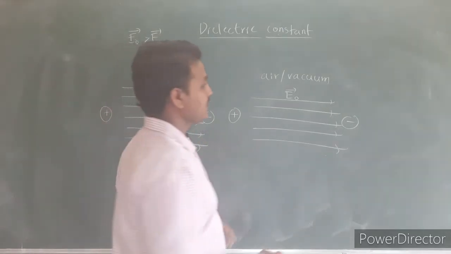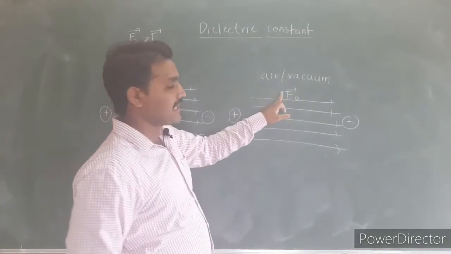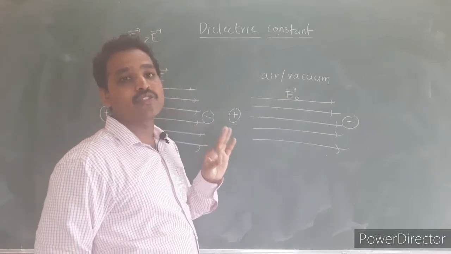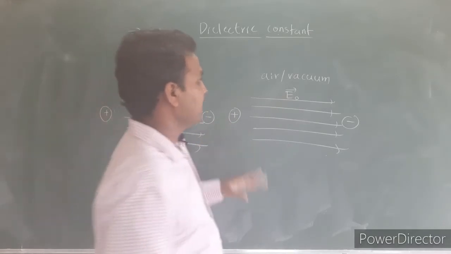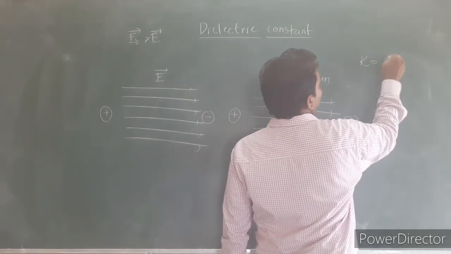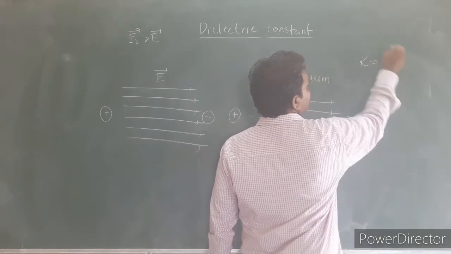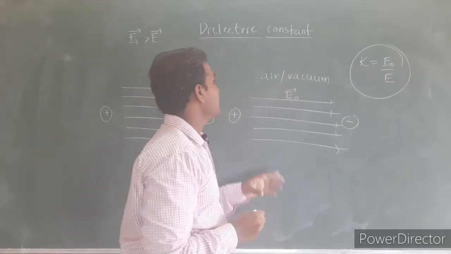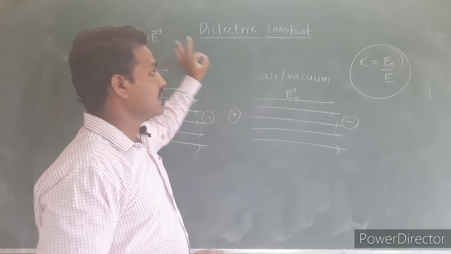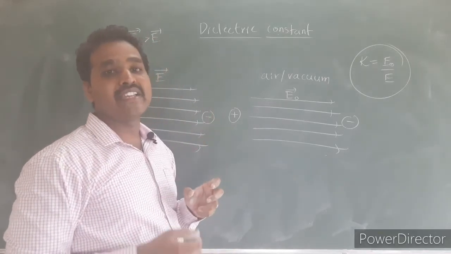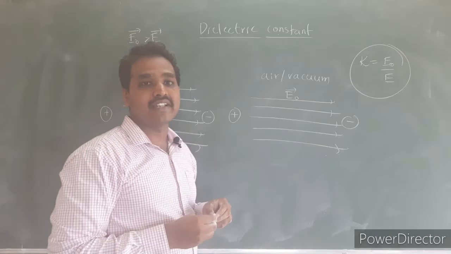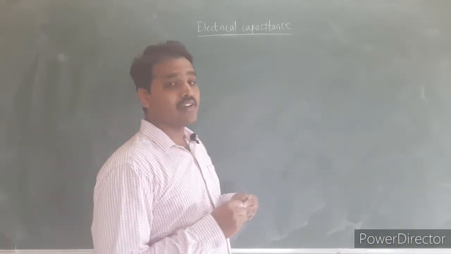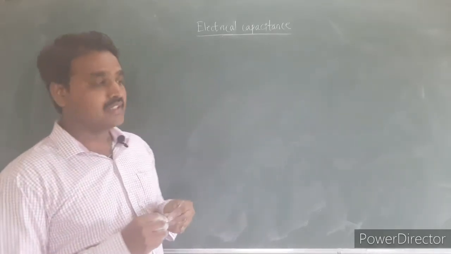Dielectric constant is the ratio of the electric field intensity produced in air medium and the electric field intensity produced in some other medium than air. I can write it as K is equal to E naught divided by E. So this is the dielectric constant. Yes, and we can also prove that the electric field intensity will be reduced when the air is replaced by any other dielectric medium. Next we have the important concept of electrical capacitance.